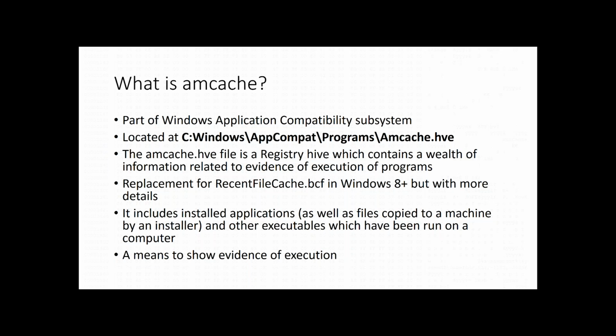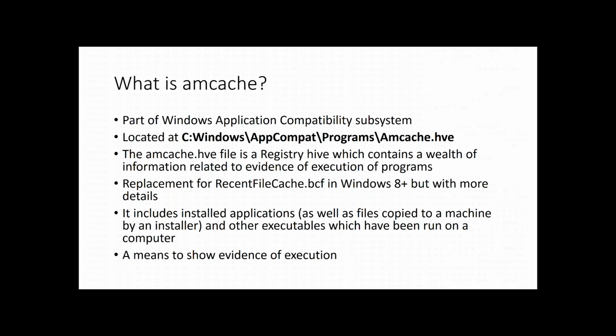Now Amcache is basically a replacement. It supersedes the recent file cache that came about in Windows 8. But the nice thing about Amcache is it has significantly more detail, including the full path, multiple dates and times. We can also glean other information as far as when things first happened based on when things ended up in the registry hive. So there's a lot more detail up to and including the SHA-1 of the binary that was executed.